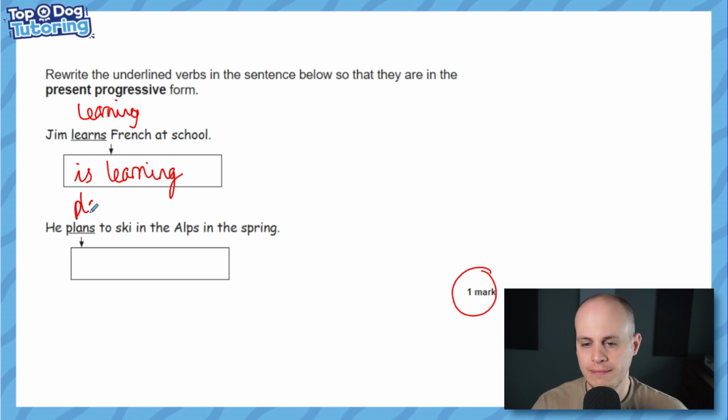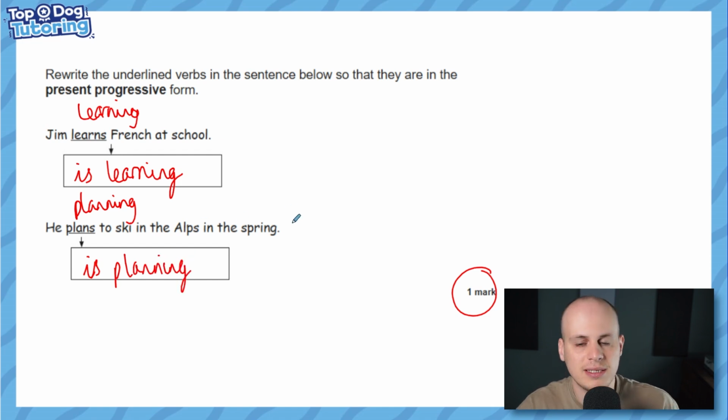Plans becomes planning. So I've written that down. Now let's make it make sense. He planning to ski in the Alps. Well, just like above, we're going to use is to make it in the present tense and make it make sense. He is planning to ski in the Alps this spring. So there we go. I hope we're getting the hang of this, guys.